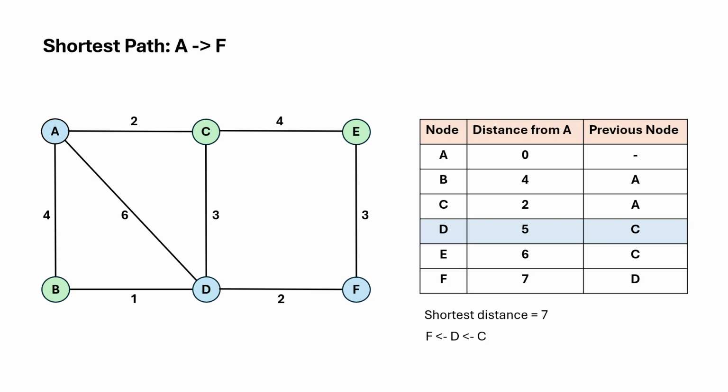If we go to D, we see that the previous node for D is C. So we add C to the path. And now we go to C. For C, the previous node is A. And now that we have reached A, let's reverse the whole path. We have A to C to D to F. So the shortest path to reach from A to F is via C and D. This also answers our home to mall problem. And that's it. This was Dijkstra's algorithm explained simply.